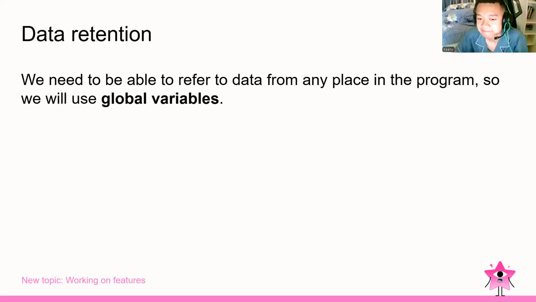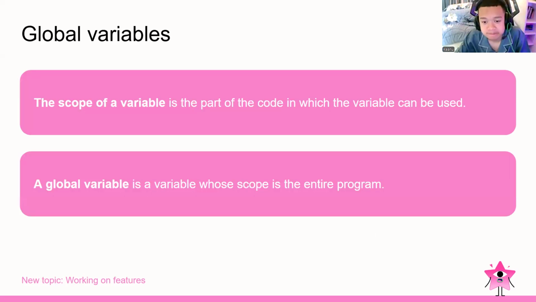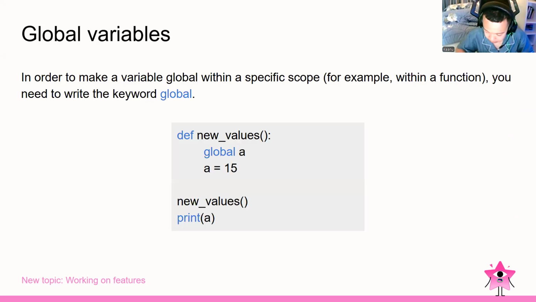so we will use global variables. I think we already learned about local scope and also global variables, right, maybe in the previous lessons. So I will try to explain to you again. The scope of a variable is the part of the code where the variable can be used. The global variable is a variable whose scope is the entire program. In order to make a variable global within a specific scope, for example within a function, we need to write the keyword global.